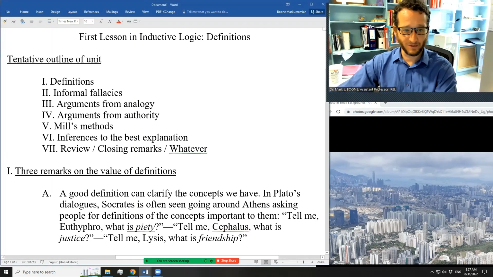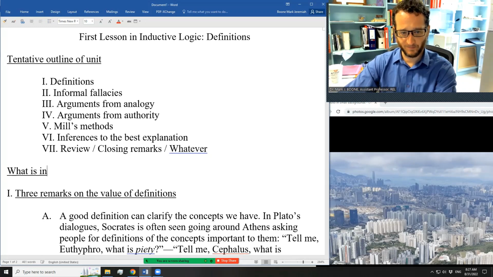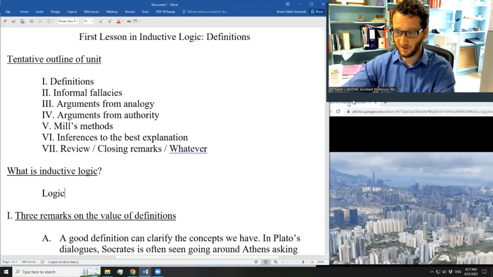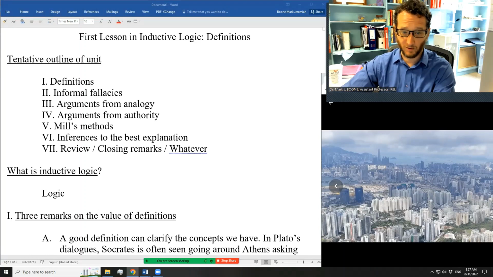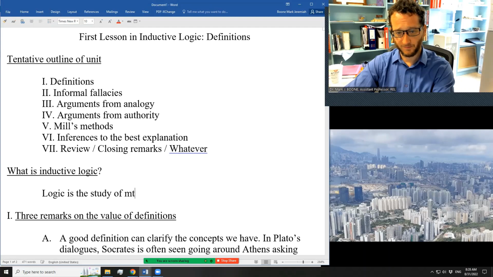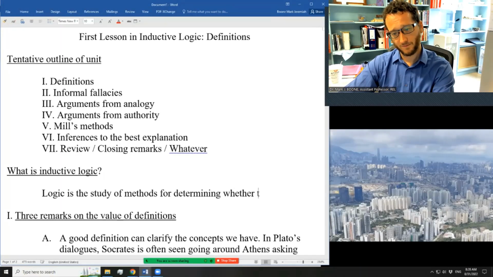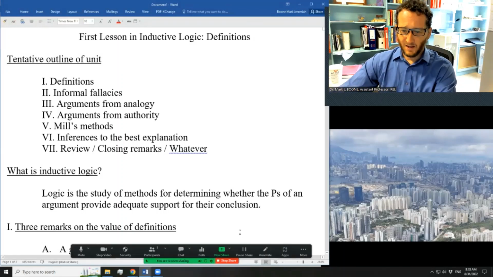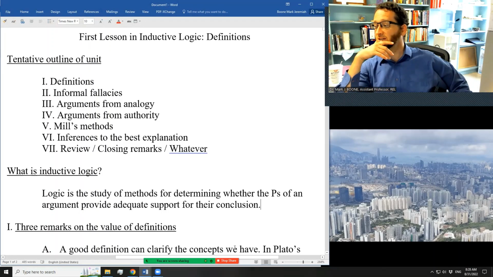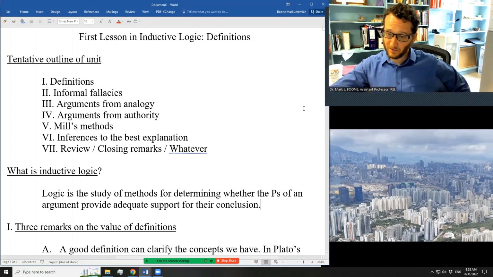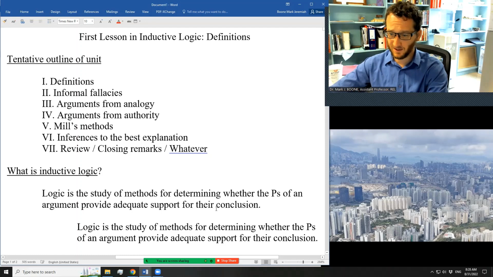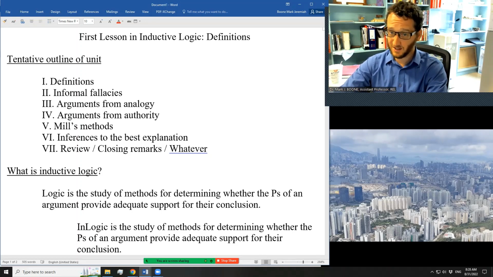Now, the absolute first thing we have to do is talk about what inductive logic is. This will be, of course, a review. We've been talking about this all along. Logic can be understood as the study of methods for determining whether the premises of an argument provide good enough support for their conclusion. And inductive logic, on this definition of logic, is just the study of probabilistic arguments, or the study of methods for determining whether the premises of an argument provide good probabilistic support for their conclusion. Where deductive logic would be the study of methods for determining whether the premises of an argument guarantee their conclusion.